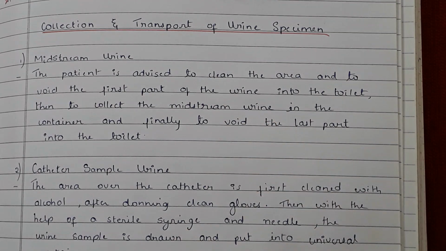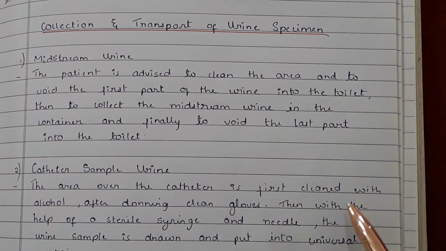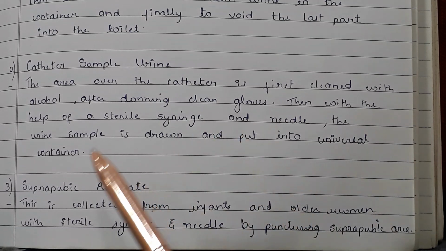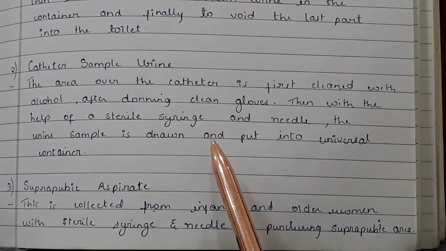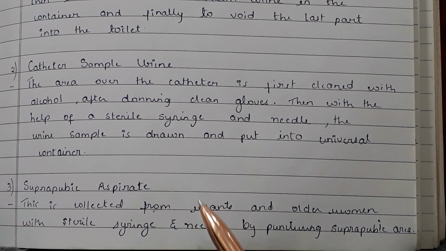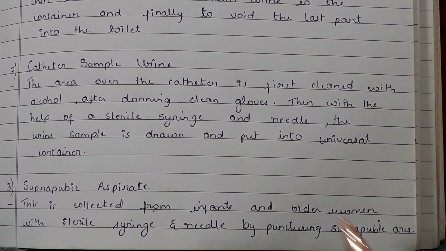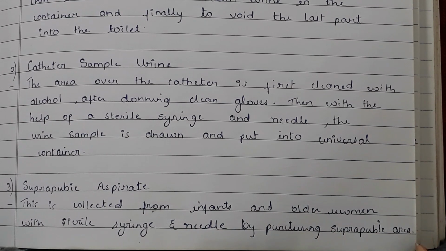The second one is catheter sample urine. The area over the catheter is first cleaned with alcohol after donning clean gloves. Then, with the help of a sterile syringe and needle, the urine sample is drawn and put into a universal container. Suprapubic aspirate: this is collected from infants and older women with a sterile syringe and needle by puncturing the suprapubic area.